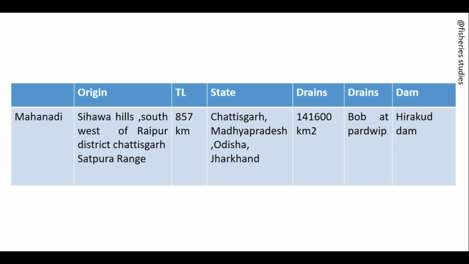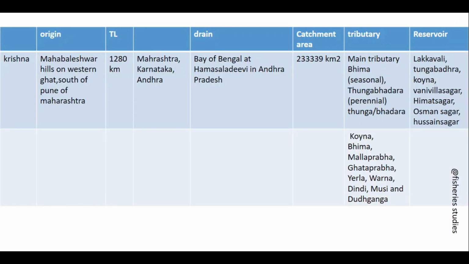Mahanadi's origin is at Sihawa Hills. It drains into the Bay of Bengal. Hirakud Dam is present on the Mahanadi River. Krishna River, its origin is Mahabaleshwar, south of Pune in Maharashtra. The main tributaries are Bhima and Tungabhadra. Bhima is a seasonal river, Tungabhadra is a perennial river. Reservoirs in Krishna River are Lakkavalli, Tungabhadra, Koyna, Nagarjuna Sagar, Himayat Sagar, Osman Sagar, Hussain Sagar.